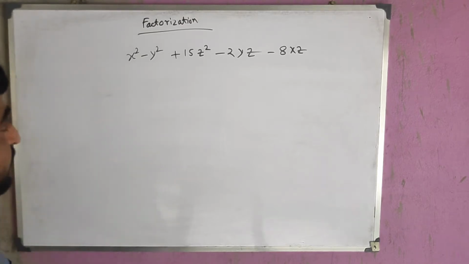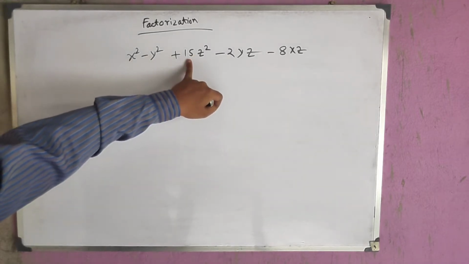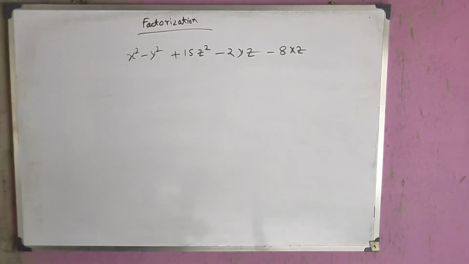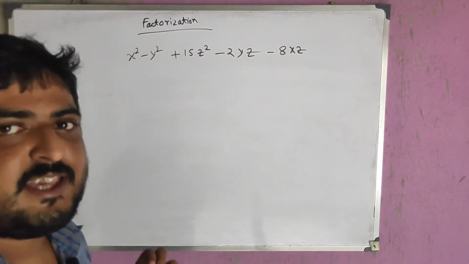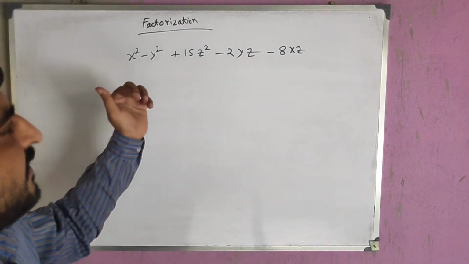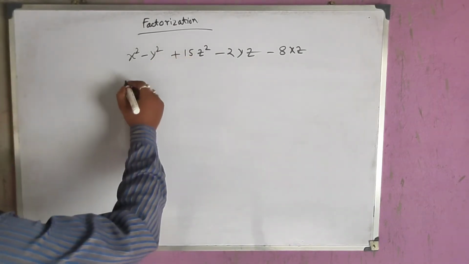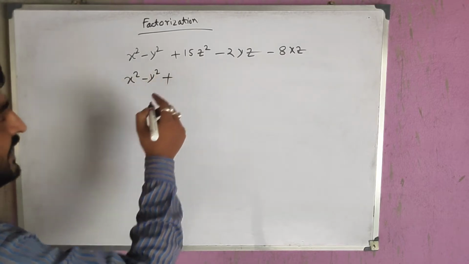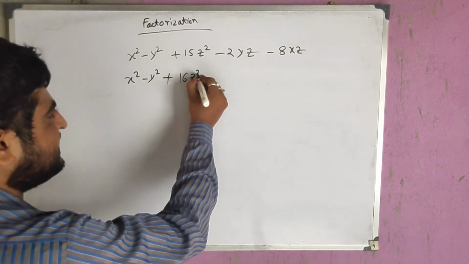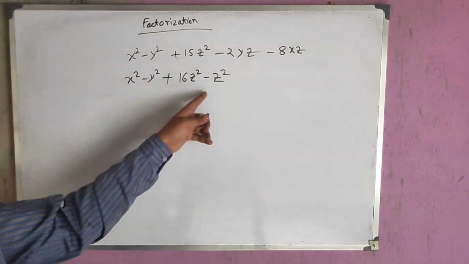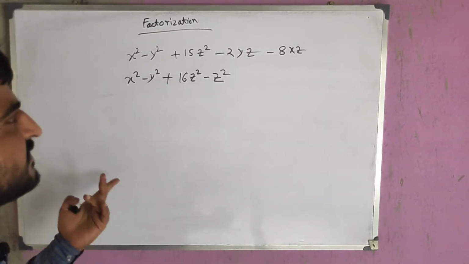When this type of sum is given, you see this is the square of x, this is the square of y, but this is not the square of any natural number. It is the square of root 15. So at that time you have to think which perfect square number is nearest to this 15. Now we can see 16 is nearest to 15, so we can make this 15z square as 16z square minus z square. It will remain 15z square only. 16z square is the square of 4z, and z square is the square of z only.